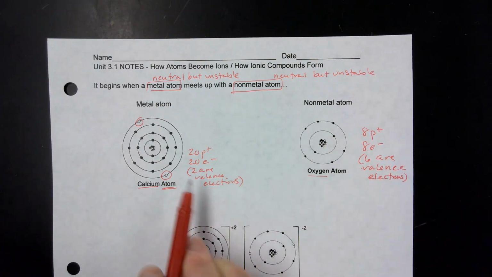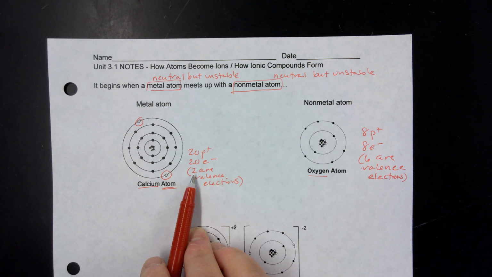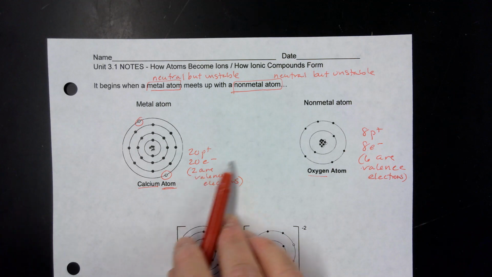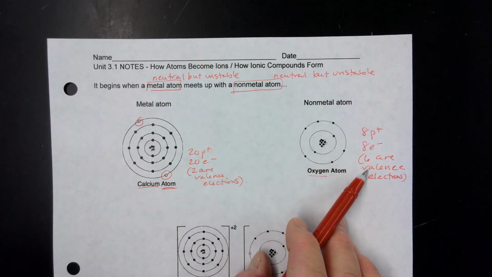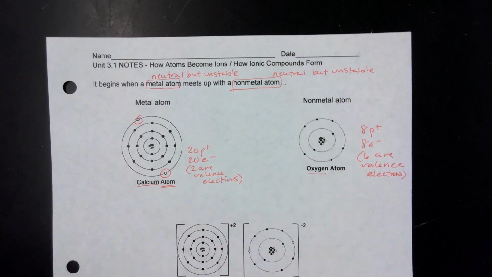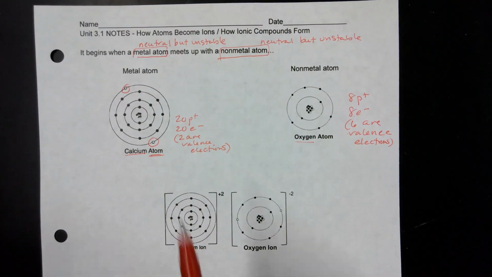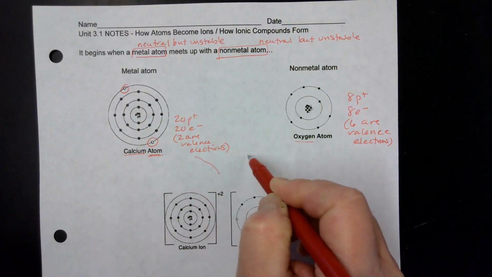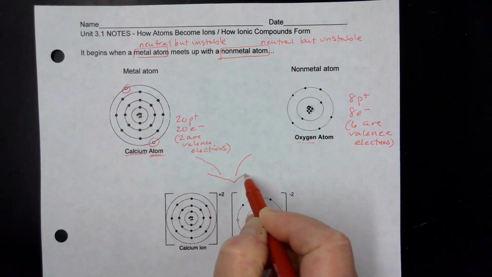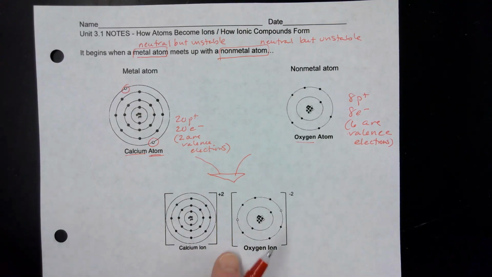And so these 2 valence electrons are going to be given away, and the oxygen is going to take them, and then both the calcium and the oxygen become quite happy and stable. So let's take a look at what happens here. I'm going to make a little arrow here to show that these 2 things are going to come together and move down to look like this.